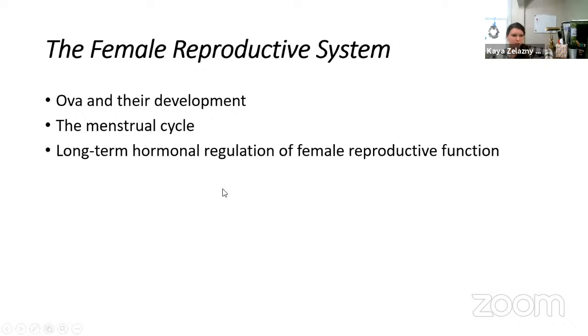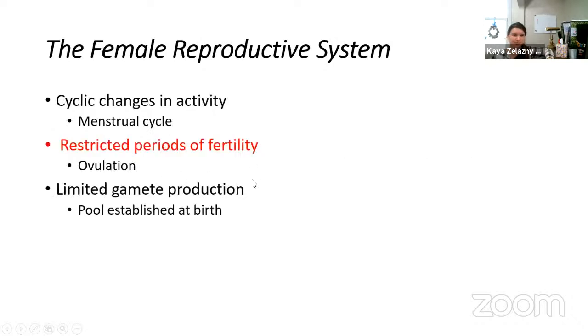Okay, so we're going to be thinking about ova and their development, so the egg cells. We're going to be thinking about the menstrual cycle. So really there we're kind of thinking about the uterus. And we're thinking about long-term hormonal regulation as well as we start to think about menopause, which is when the menstrual cycle ceases. Okay. So the female reproductive system is characterized by these cycles.